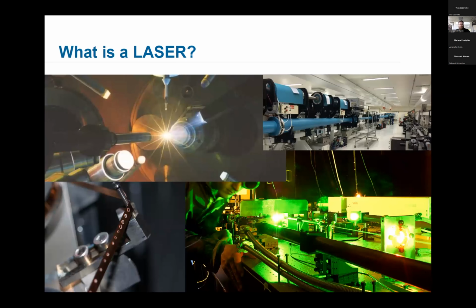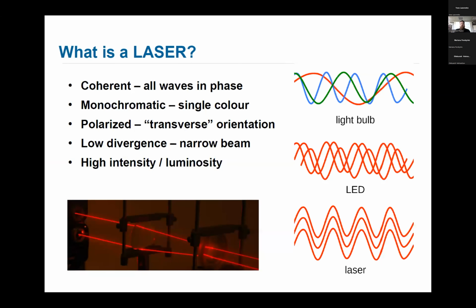So what is a laser? There's many different types of lasers. Most importantly, it's a source of light, and a source of light with some specific properties. So laser waves are coherent, so all waves are in phase. They're monochromatic, so they have a single color, similar to LED lights.